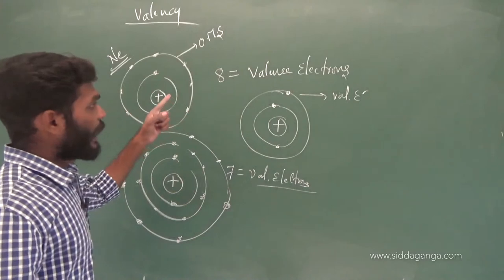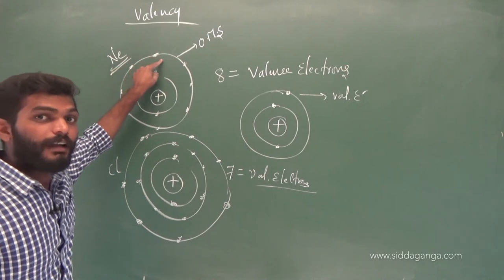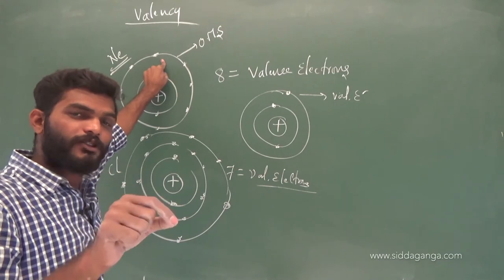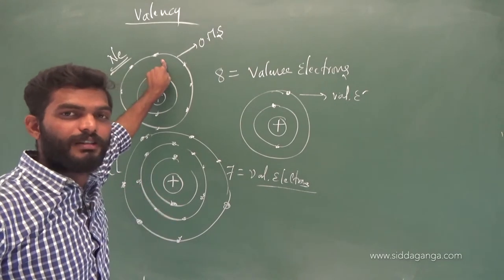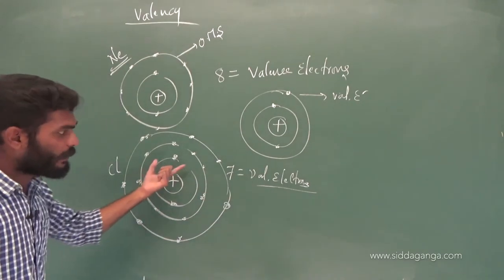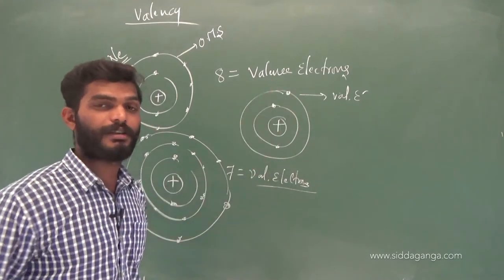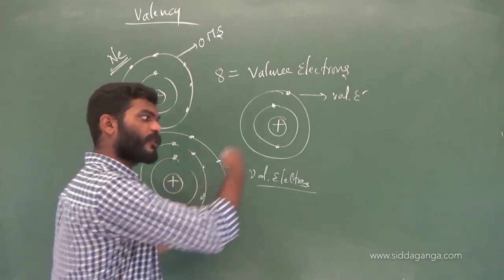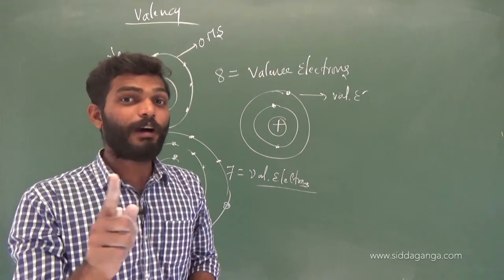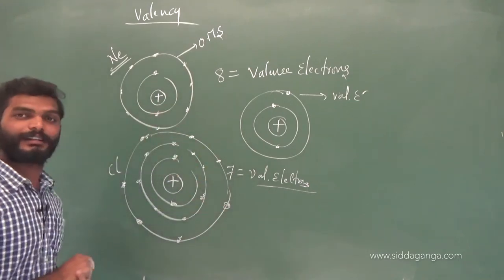Earlier I told that those which are having 8 electrons in the OMS do not show chemical activity. Even if they show, it is very, very less chemical activity. Whereas these which are having less than 8 electrons in OMS show chemical activity in wide range. That is, these atoms are going to combine with other atoms to make up molecules. Why? Because this chlorine atom wants to have 8 electrons in this.